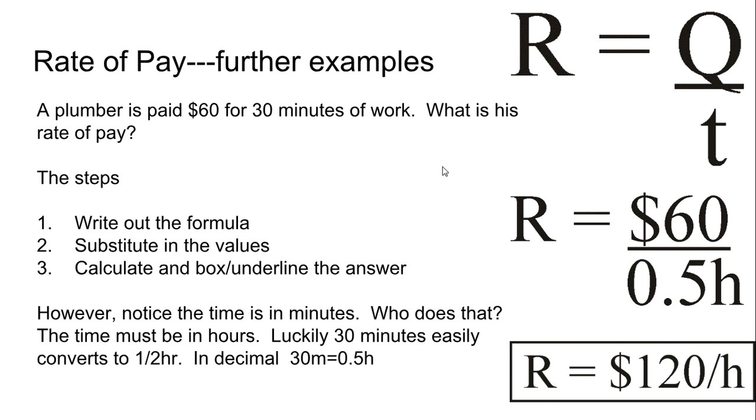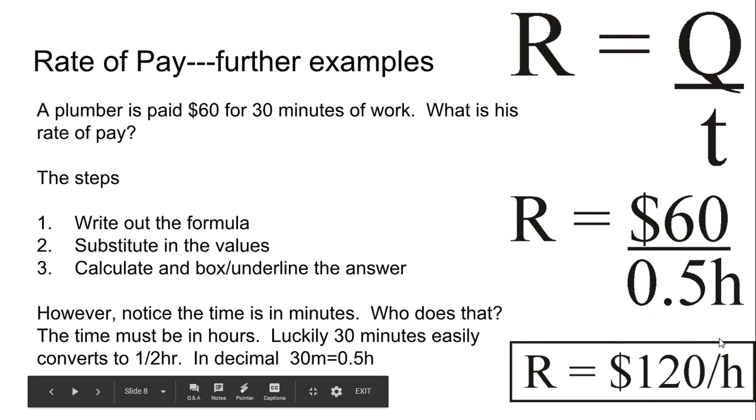Here's a further example of rate of pay. A plumber gets $60 for 30 minutes of work. What's the rate of pay? What you do is write out the formula, put in the values, and then calculate and box or underline the answer for me. But notice a problem. The time was given to you in minutes, not hours. Fortunately, this is a very easy conversion. You take 30 minutes and express it as an hour, which is 1/2 of an hour or 0.5 hours. So formula, put in the numbers, keeping the units that came with them. And when you divide, you get $120 an hour.